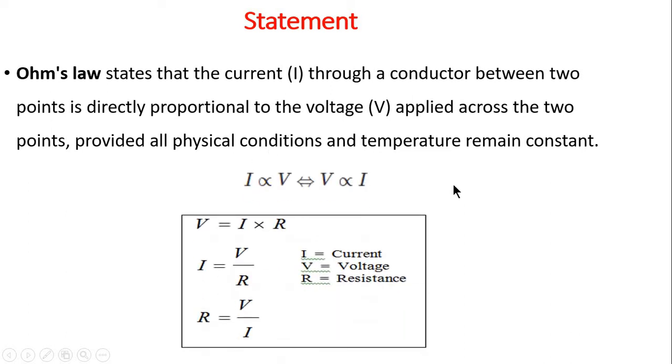In mathematical terms, this law can be written as I is directly proportional to V, as mentioned here. The current flowing through the circuit will be directly proportional to the voltage applied across this conductor, or vice versa. Now, to remove the proportionality constant, we have introduced a term called resistance. So the voltage equals the current multiplied by the resistance value. Or we can calculate the current, or we can calculate the resistance.